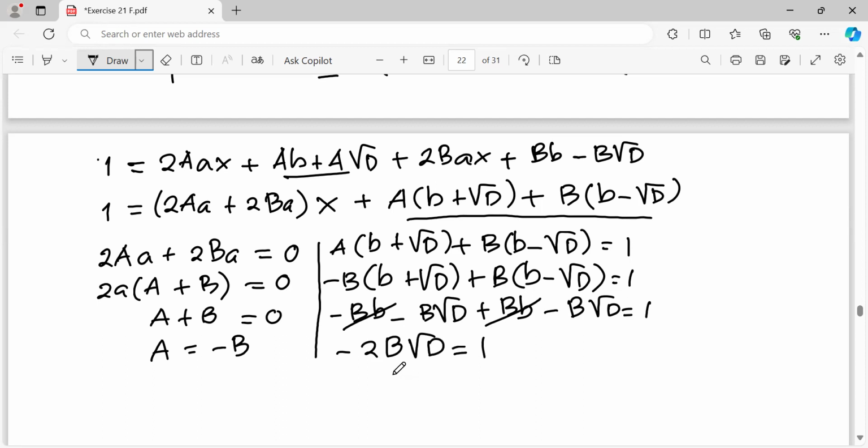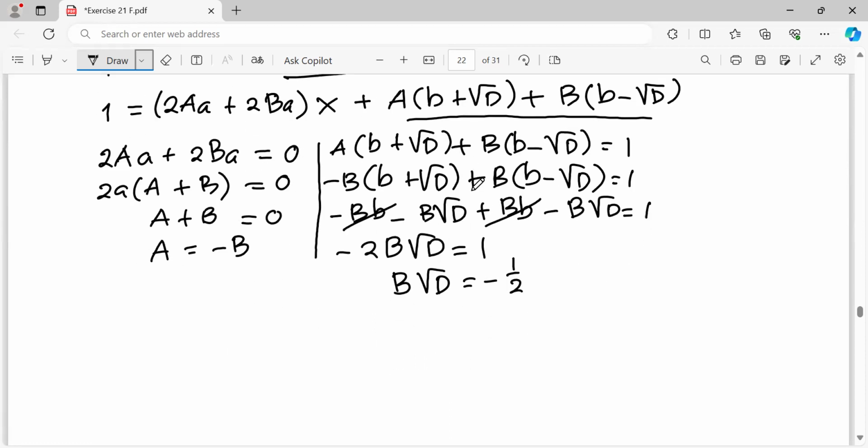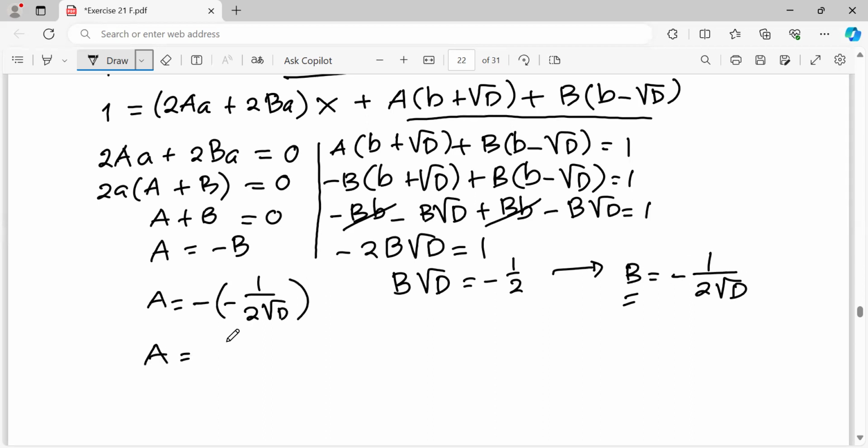So b square root d equals minus half, and b equals minus 1 over 2 square root d. This is b, so how about a? Recall that a equals minus b, so a equals minus minus 1 over 2 square root d. So a equals 1 over 2 square root d.